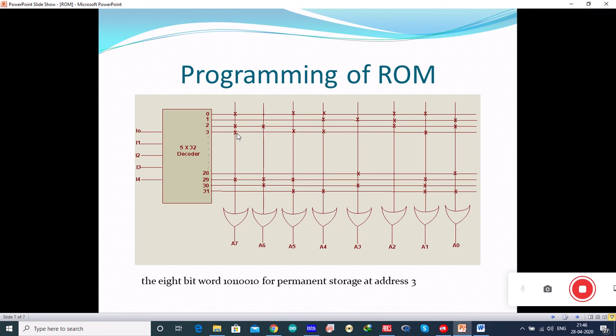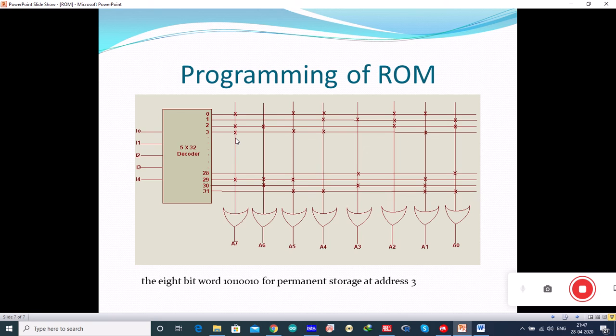So here you see that the 4 zeros in the word are programmed by blowing fuse links between output 3 of the decoder and the inputs of the OR gates associated with A6, A3, A2, A0. That means the A6, A3, A2, A0 fuses are blown off, that is 0. Now the 4 ones in the word are marked with a cross mark. Generally we mark it with a dot which indicates a permanent connection, but here we are marking it with a cross mark which denotes a temporary connection.